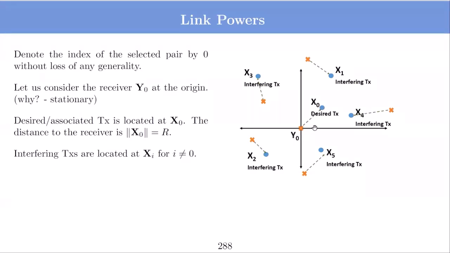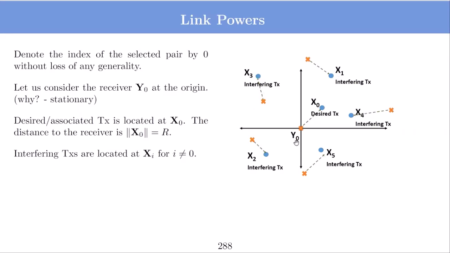I am focusing my analysis on this receiver actually. This is selected typically arbitrarily, so this will represent the performance of all the links on average. I haven't selected this in a particular way. It is just that I picked one receiver, made that the origin, and then I look at a desired pair. The rest of the transmitters, which are located at x1, x2, x3, are all interfering transmitters, and their receiver is also located at distance r away at a certain angle.